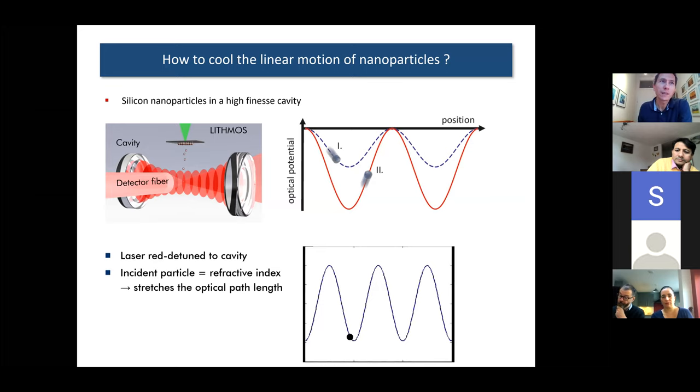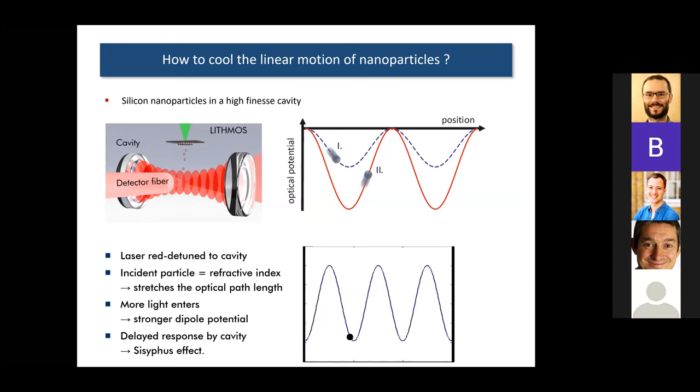The cooling scheme is what I mentioned as this kind of Sisyphus cooling scheme, where the cavity is loaded with an intense laser beam, but the laser beam doesn't perfectly fit into the cavity. You would have to red-detune the cavity a little bit to make it perfectly fit. This additional red detuning comes by introducing the nanoparticles. When the nanoparticle enters the antinode of the cavity, it couples to the light field and shifts the cavity resonance in such a way that more light gets in, but with a delay. The delay is such that the particle always sees a higher potential when it runs uphill than when it runs downhill. In the end, it's being cooled and trapped.